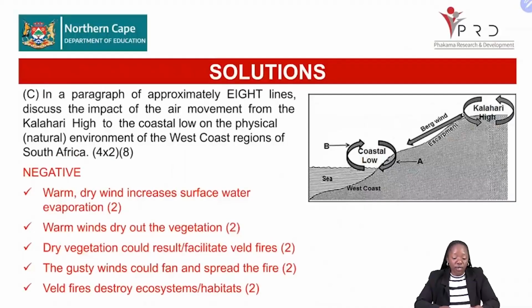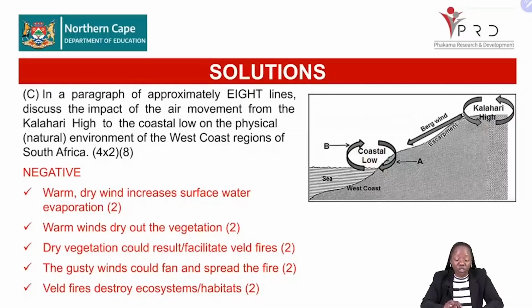Then your C is a paragraph question whereby you are supposed to discuss the impact of the air movement from the Kalahari to the coastal low on the physical, which is the natural environment, on the west coast region of South Africa. So we are looking at the negative. The warm, dry wind, which increases the surface water evaporation. Then also, we're looking at the warm winds that will dry out the vegetation. Remember, all our answers are supposed to be in line with the natural environment.